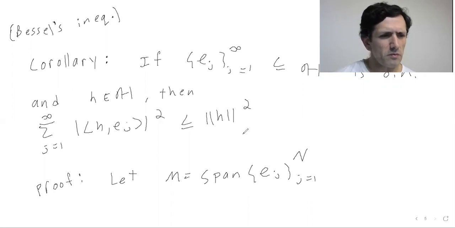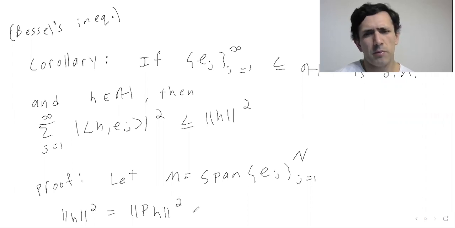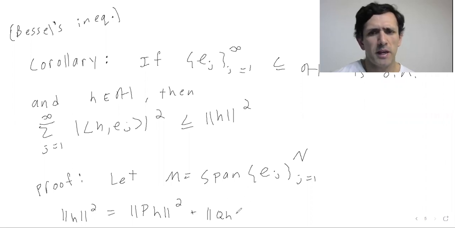So we have from the projection theorem, if P is the orthogonal projection from H to M, that the norm of h squared is, well, it's really from Pythagoras' theorem, the norm of Ph squared plus the norm of Qh squared, which, remember, Q is h minus Ph, but whatever. So this is certainly bigger or equal to the norm of Ph squared, since this is non-negative. And all we need to do now is figure out what that is.